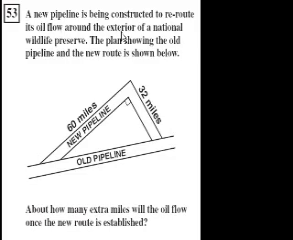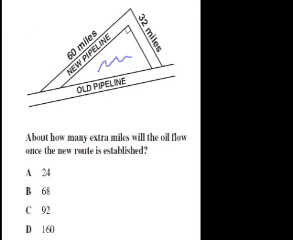A new pipeline is being constructed to reroute oil flow around the exterior of a national wildlife preserve. I guess that's the National Wildlife Preserve. The plan showing the old pipeline and the new route is shown below. Okay. How many extra miles will the oil flow once the new route is established?